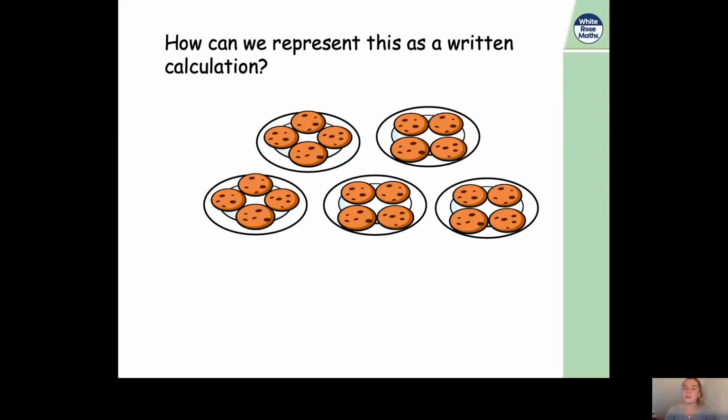And how many cookies were on each plate? Yes, there are 4 cookies on each plate. So we can say 20 because there are 20 cookies altogether, divided by 5 because there are 5 plates, equals 4 because there are 4 cookies on each plate. Fantastic. Well done if you got that right.